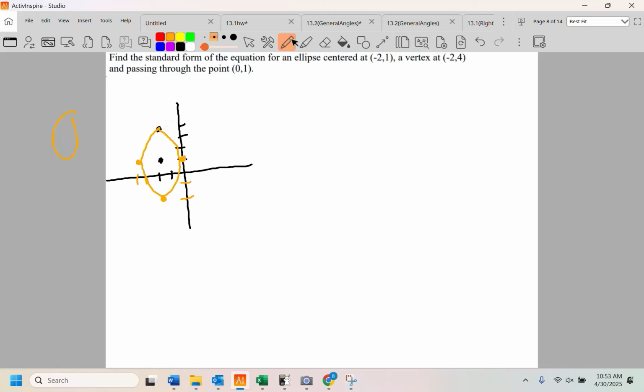Now, what did I just learn? I learned that it is a vertical ellipse. Okay? So it's going to be in the form x minus h squared over b squared plus y minus k squared over a squared. Because it wasn't centered at the origin, I have to use this h and k notation. That's going to equal 1. And a here is 3, and b here is 2.